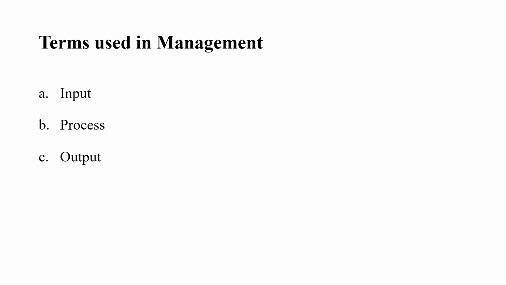And the third one is output. The results achieved through these processes are the outcomes of the inputs. For example, the patients treated in the hospital, decreased morbidity and mortality rate, and improved health status are all outcomes of the health service organizations.